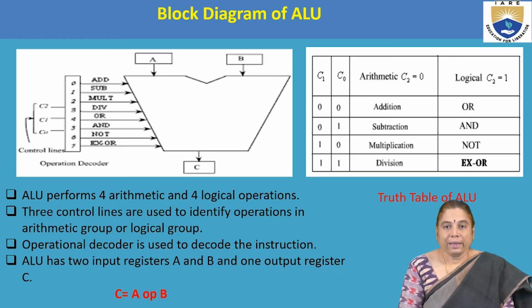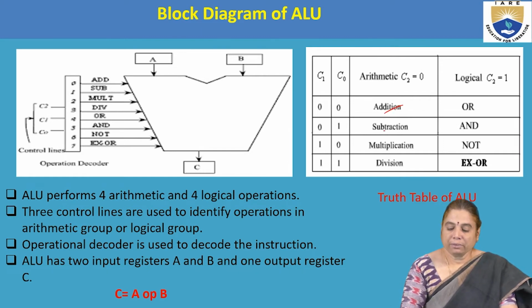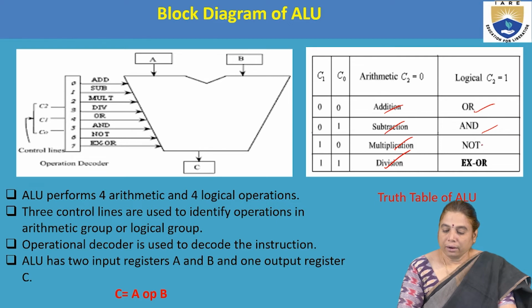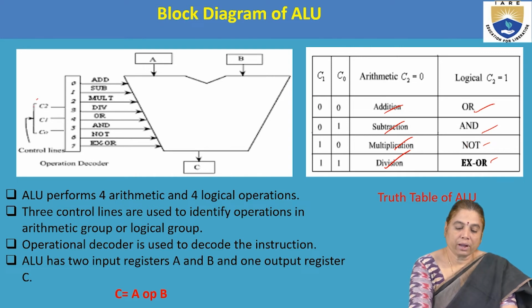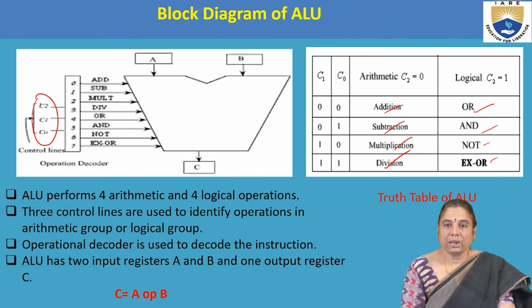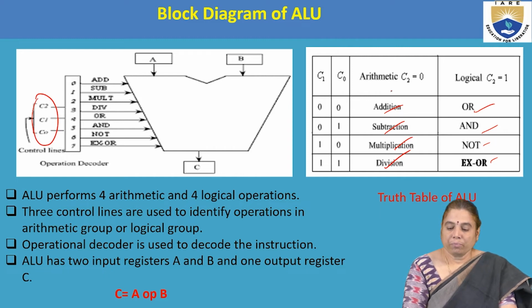So how can the ALU perform arithmetic and logical operations? Arithmetic operations are addition, subtraction, multiplication, division. Logical operations are AND, NOT, exclusive OR. To support these 8 basic operations, 3 control lines are used: C0, C1 and C2. Depending upon those inputs, the basic operations can be performed.